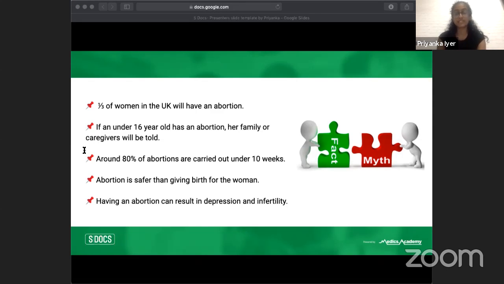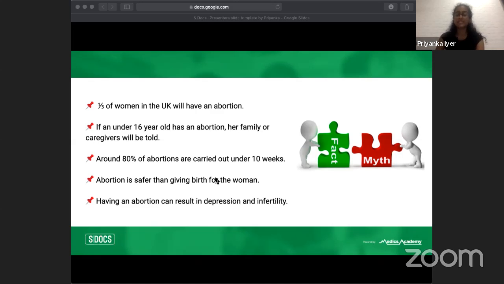So the first statement is a fact, and this highlights just how common abortions are. 1 in 3 women in the UK will have had an abortion by the time they're 45. The next statement is a myth, as if the young person is assessed as being competent according to Fraser guidelines, then confidentiality will be maintained and their family and carers will not be told. The third statement is in fact true, with 90% of abortions carried out under 13 weeks.